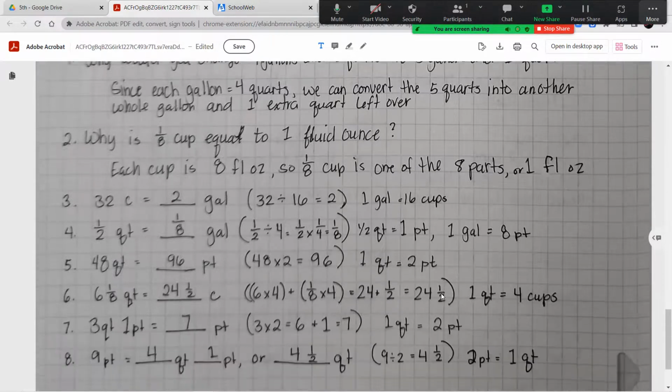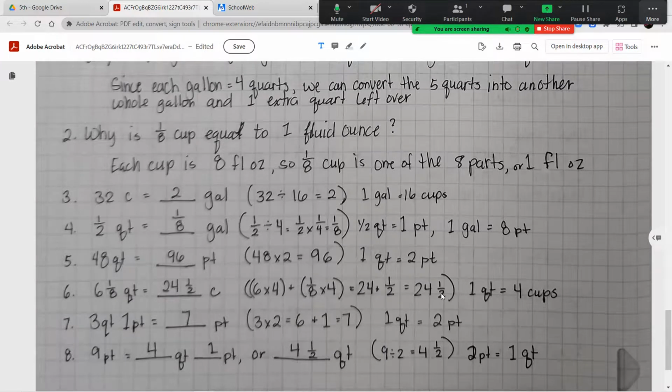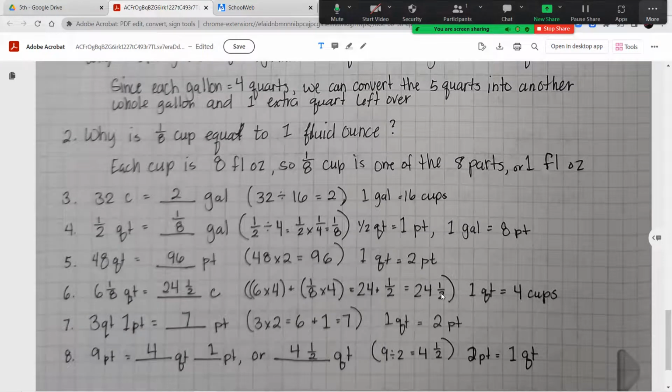Number 2 asks, why is 1/8 cup equal to 1 fluid ounce? Well, if I know that each cup is going to be 8 fluid ounces, 1/8 out of that, or 1 out of 8, the 1 out of the 8 parts is going to be 1 fluid ounce. For numbers 3 through 8, we're going to do some unit conversions, and I'm showing you the work that I did on the side as well as additional notes that I used to help me remember those conversions.